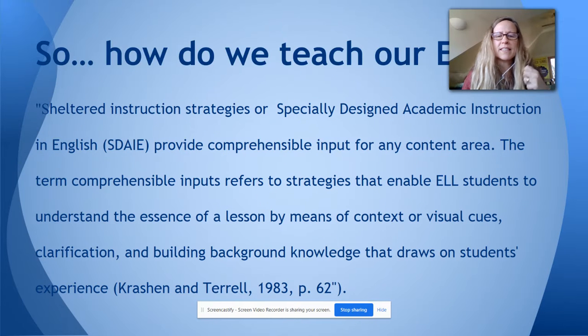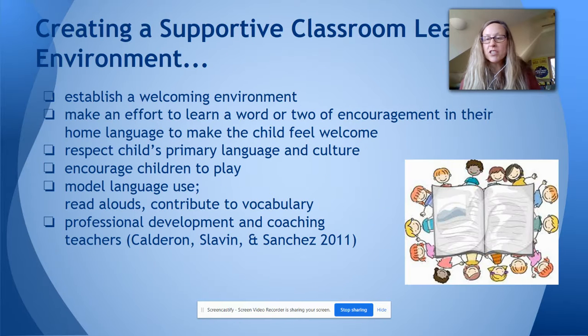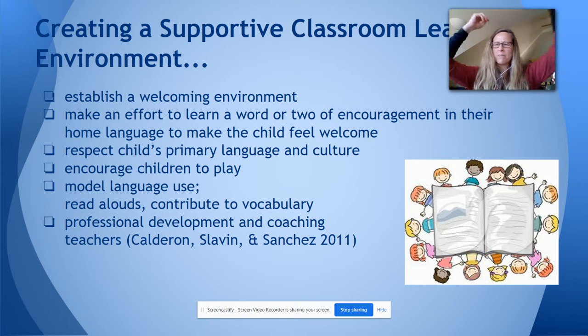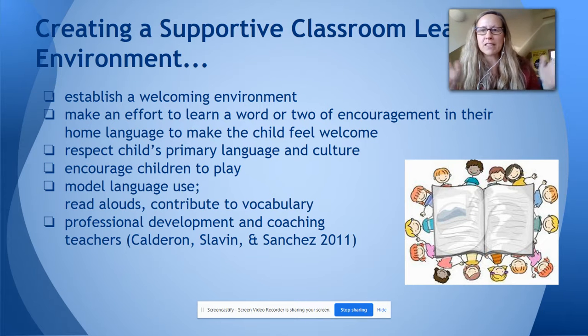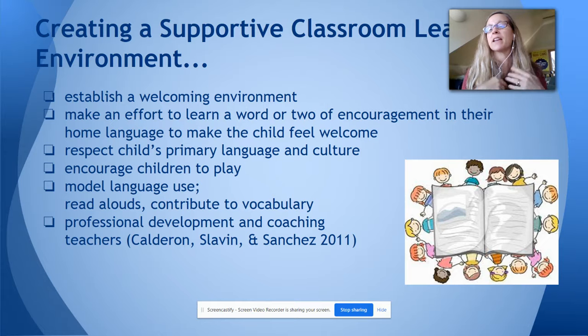So how do we do that? And I am going to click through that. Well, the first thing we need to do is create a supportive classroom. We have to establish a welcoming environment. We have to make an effort to learn a word or two of encouragement in their home language so that children feel welcome. And this can be hard, especially here in Maine, where you have a lot of African dialects. So it's not just Spanish and French. There are so many different types, and not just African. There's Farsi, there's Arabic. So trying to learn a couple of words is really important.